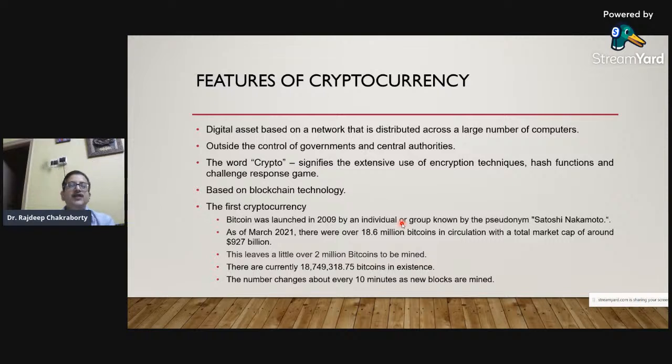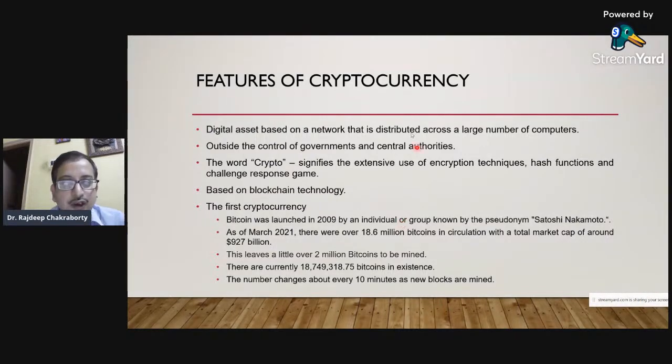So what are the main features of cryptocurrency? We have just shown how transactions are made. Transactions are made basically by signature and hash. So both are there: one is immutability and one is signature. And what is cryptocurrency?